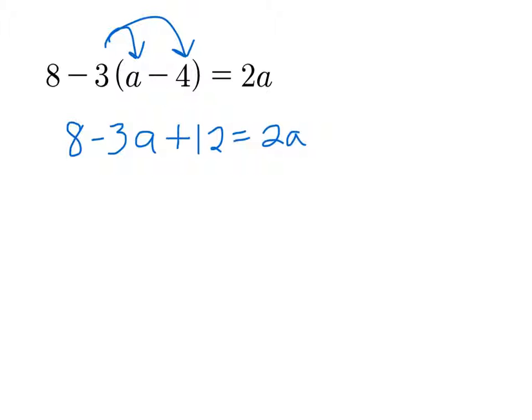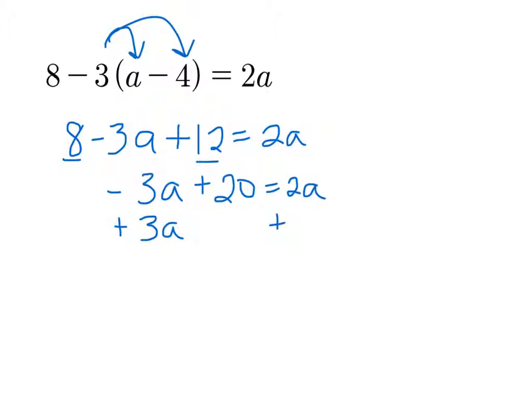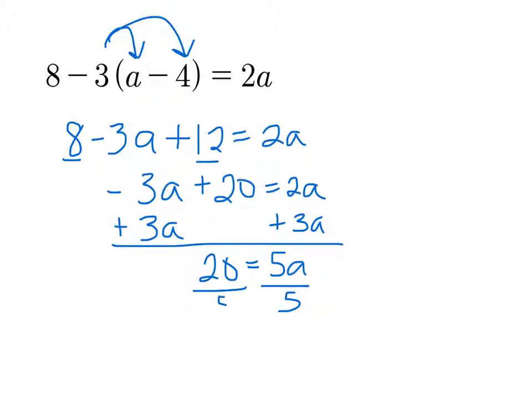Simplify on each side first. I have like terms. 8 and 12 is 20. Negative 3a plus 20. Messy. Fix that. Negative 3a plus 20 equals 2a. Smaller value of my variable is negative 3a. I'm going to add 3a to each side. And get 20 equals 5a. Division property of equality to finish.